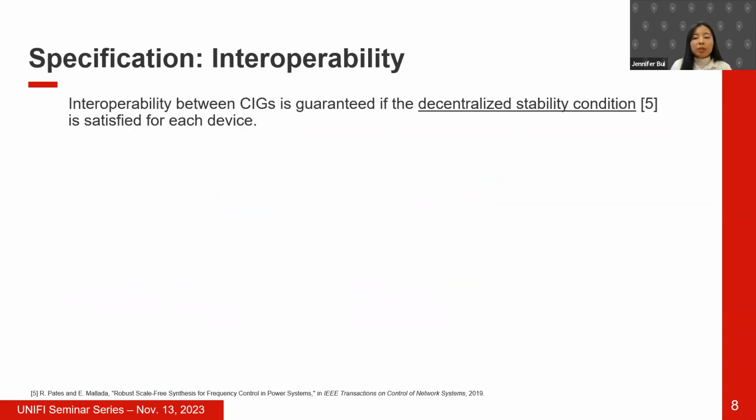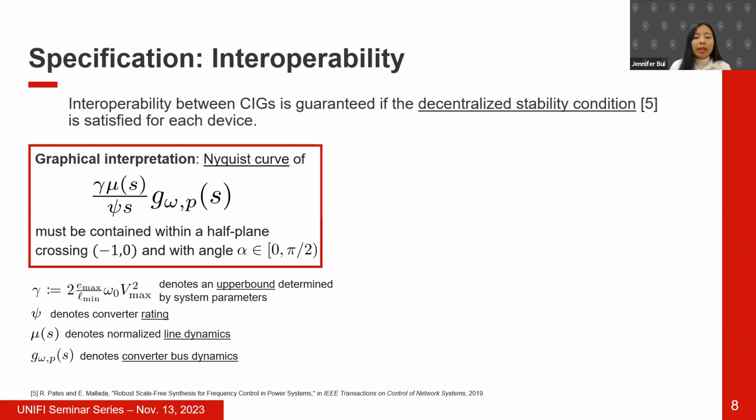So using these models, we were able to develop an interoperability specification in which interoperability between converters is guaranteed if the decentralized stability condition is satisfied for each device. And this specification has a graphical interpretation that makes its application more convenient. For that, we look at this transfer function here, which has two components.